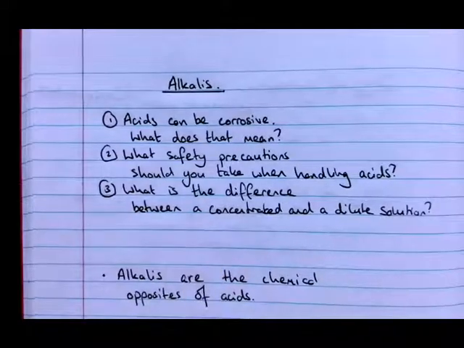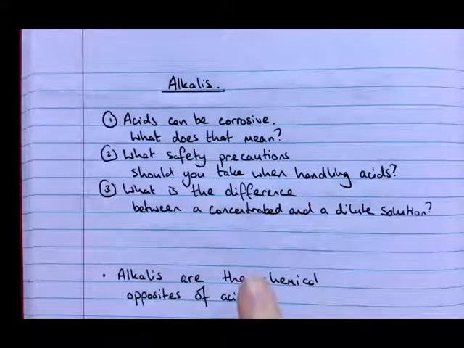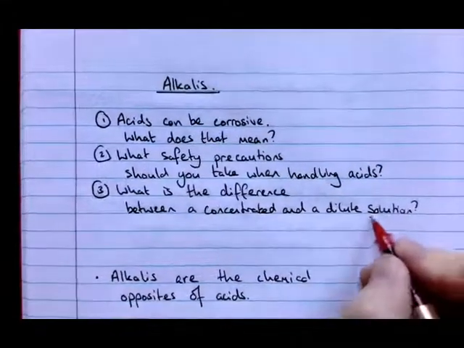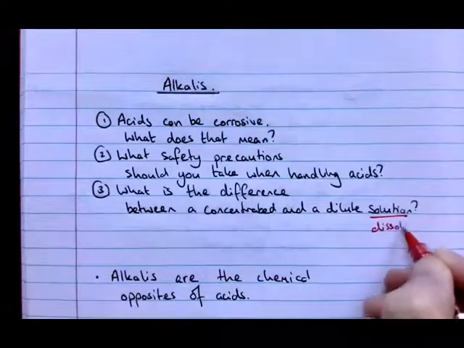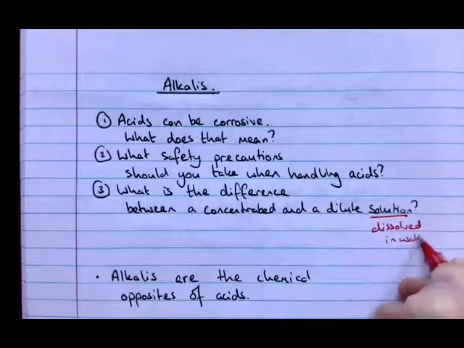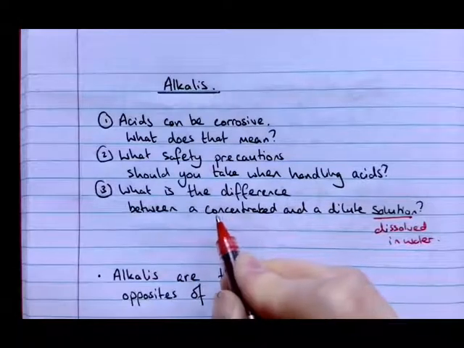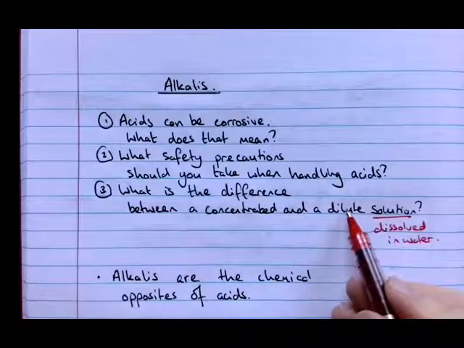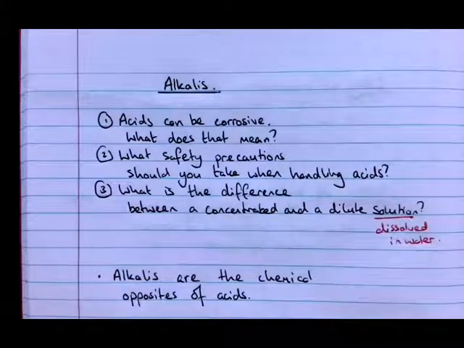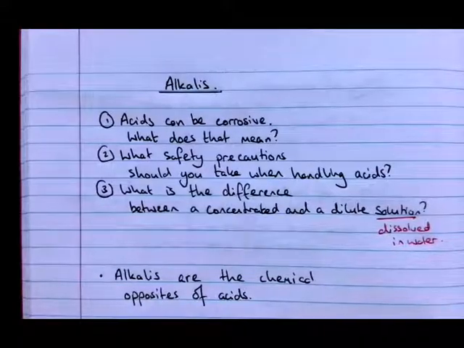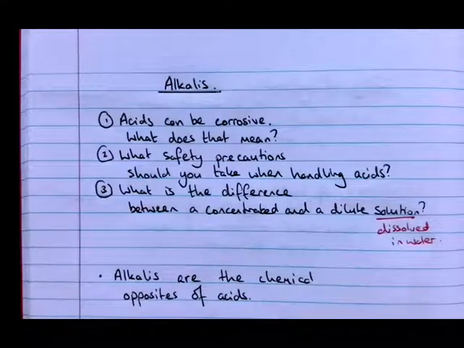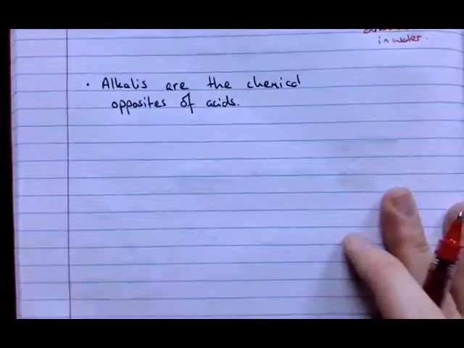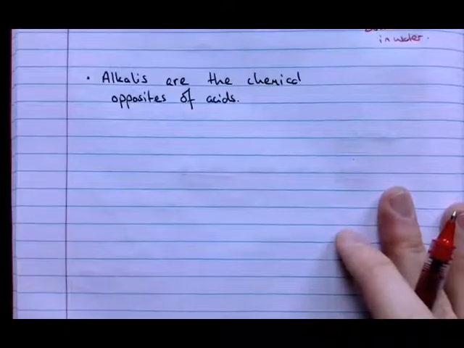And what is the difference between a concentrated and a dilute solution? Remember, a solution means dissolved in water. So when we talk about a concentrated solution, we mean a lot of the acid dissolved in water. And a dilute solution means not very much of the acid dissolved in water. Okay, so now that we've gone over that recap of acids, we can start talking about alkalis. Alright, now alkalis are the chemical opposites of acids.